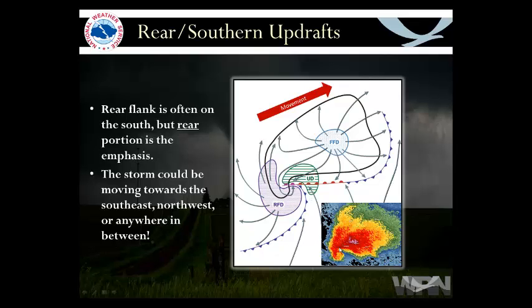So in this classic diagram here, you'll see the hook echo in the bottom right, which is indicative of a rotating updraft, or at least one of the indications. And you can see in this schematic the rotating supercell, where UD stands for updraft area.